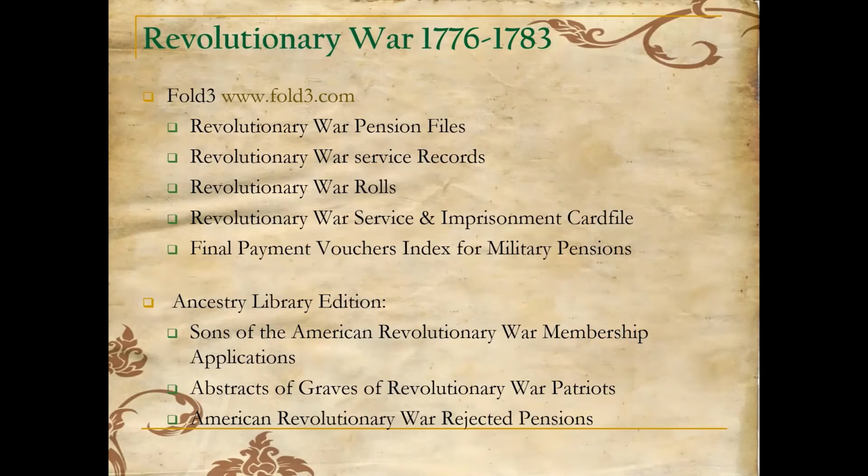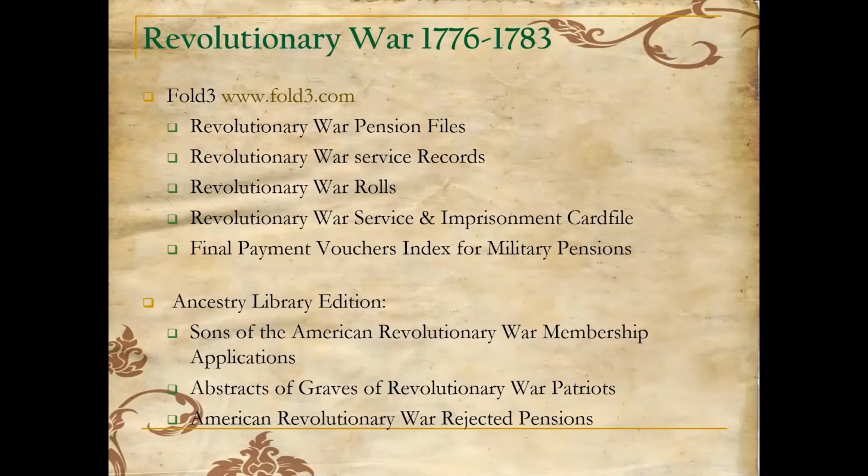So if you had utilized Heritage Quest before to look at these records, go back into Fold 3. Our library has a subscription to Fold 3, so you would be able to go through and download the entire file. The downside with Fold 3 is that you have to do it page by page by page. You don't have the ability to just click once and download all 64 pages, but it's really worth the time to do it because the pension files really do have an amazing amount of detail in them.